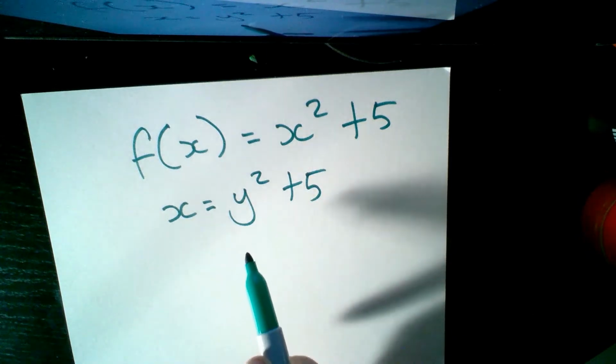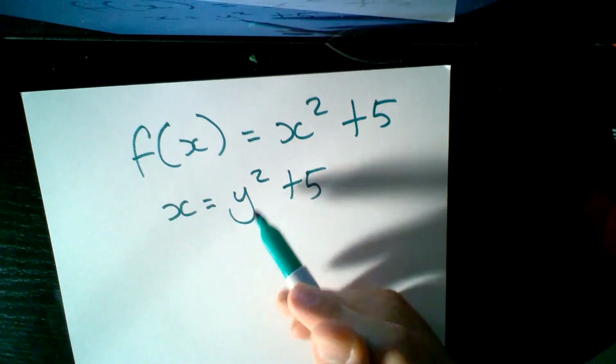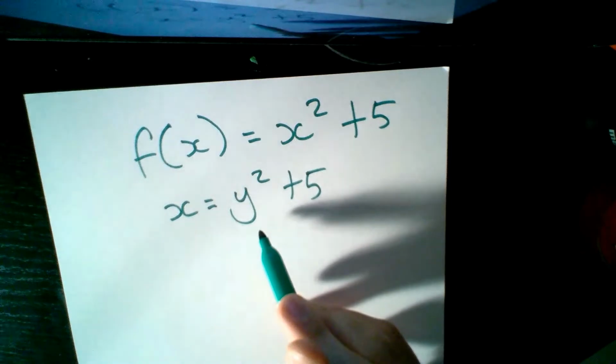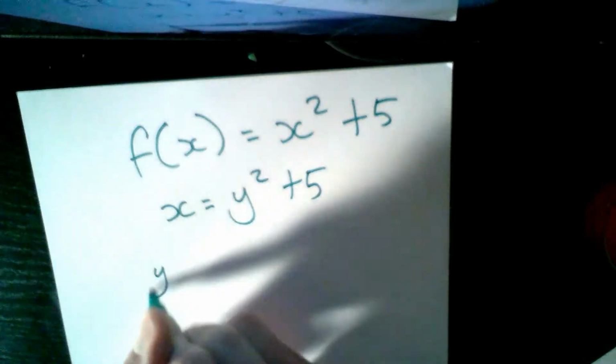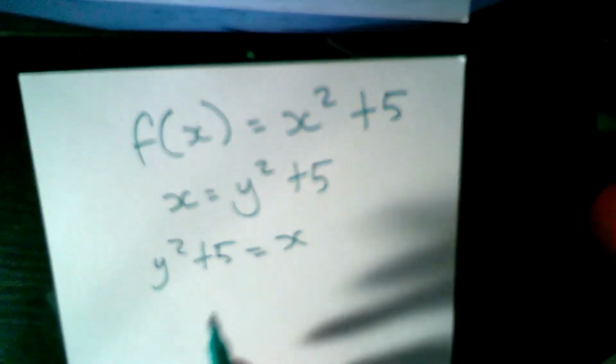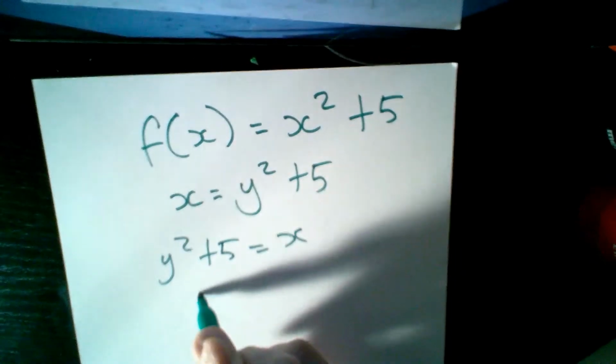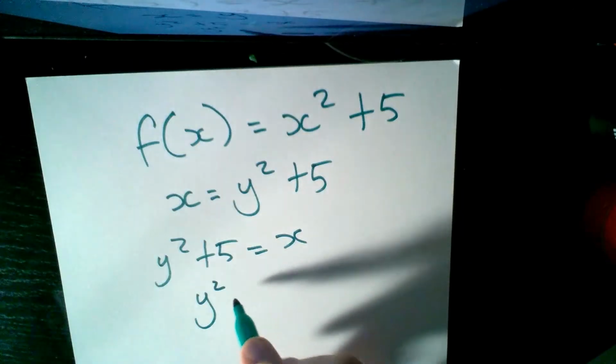Next thing we have to do is isolate the y. We have to make y alone. Now y is with the squared sign and it's with the plus 5. So let's make it alone. So y squared plus 5 equals x. Next, we get rid of the 5.